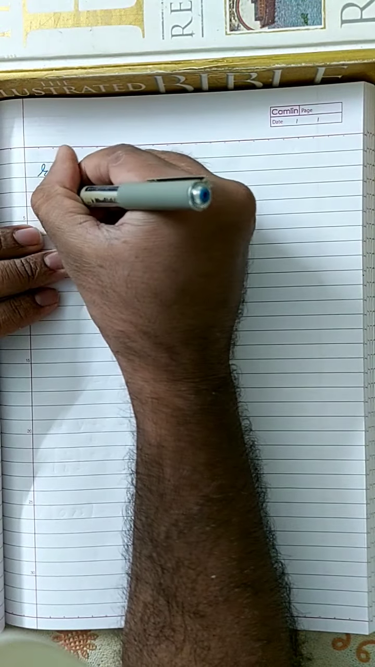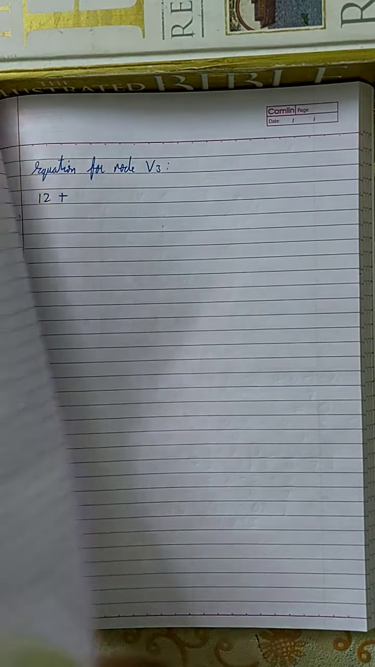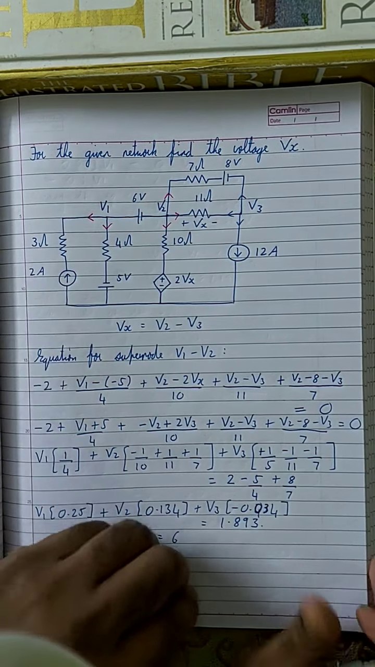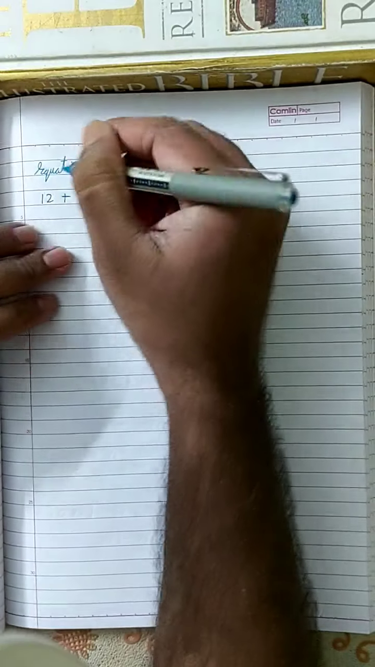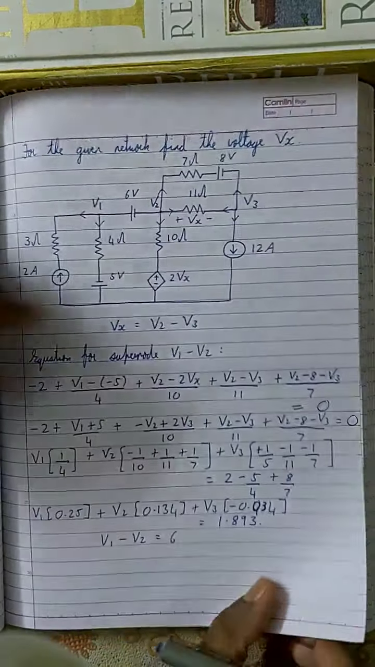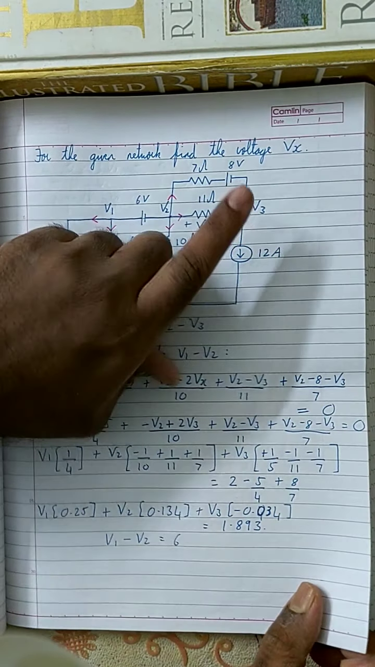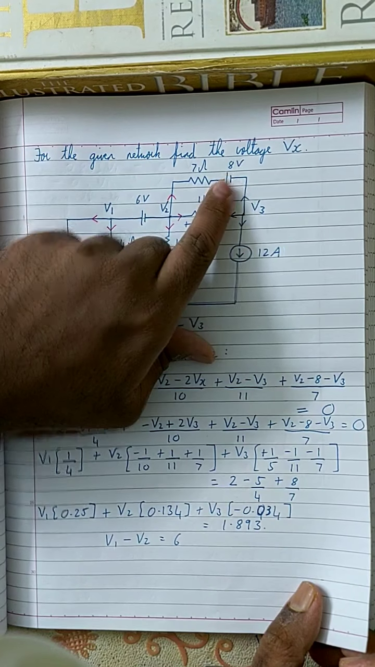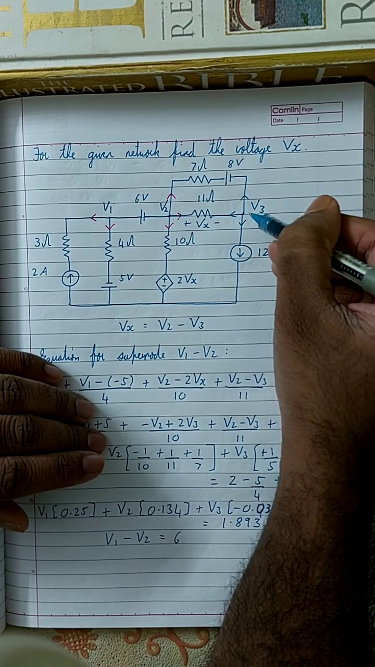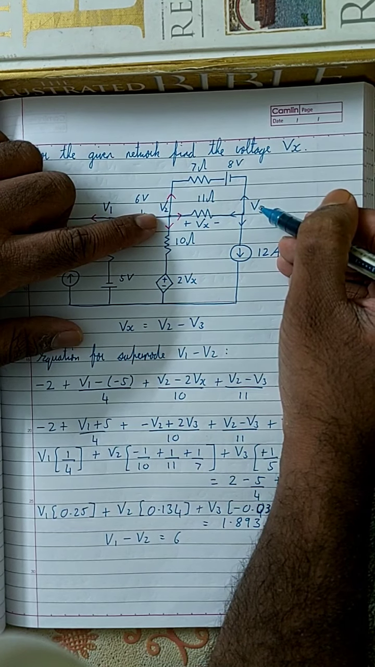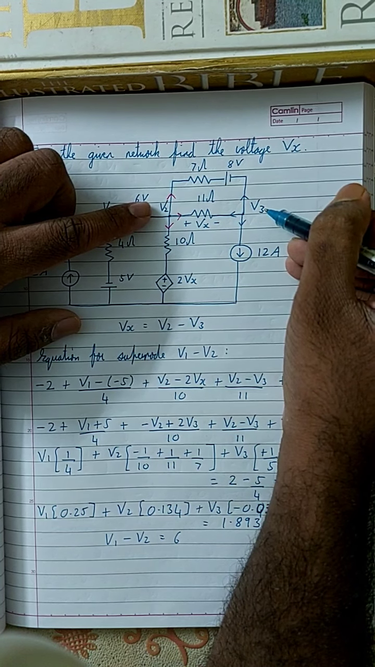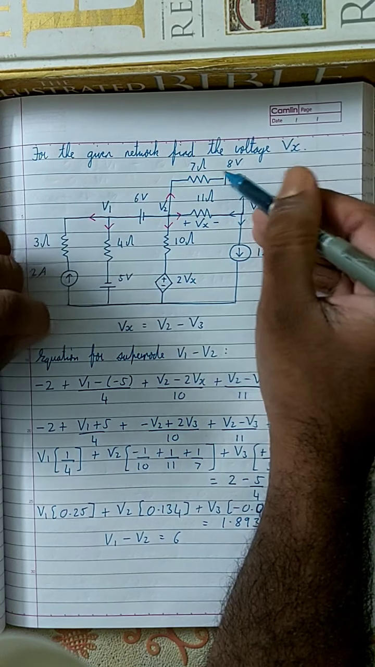So we have 12 plus, what is the current through this branch? It is V3 minus V2 by 11, right? And what is the current through this branch? You can see in this branch there is V3, there is 8 volt and there is V2, right? Since this current is flowing like this, V3 is the higher potential and V2 is the lower potential, which means V3 is positive and V2 is negative, so there is V3 and minus V2. Now what about this 8 volt? Is it plus 8 or minus 8?